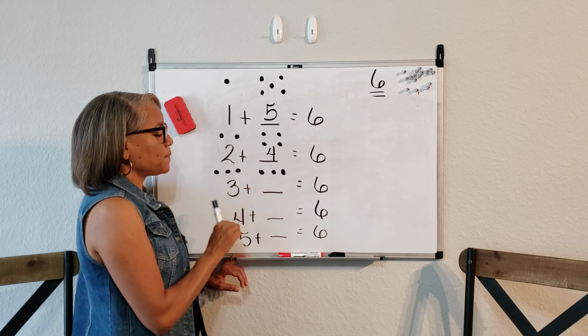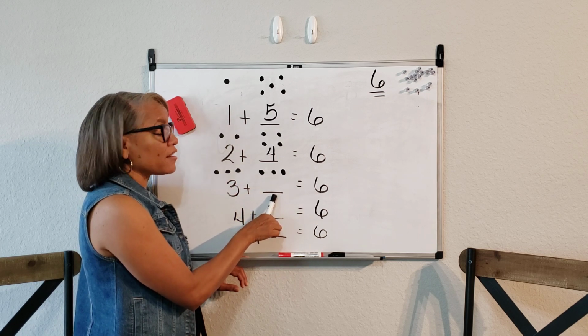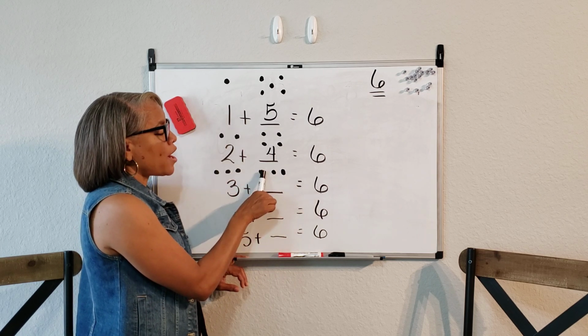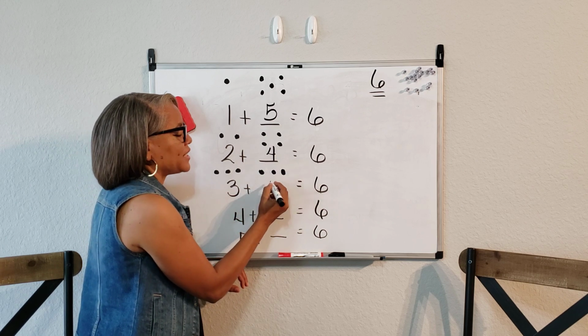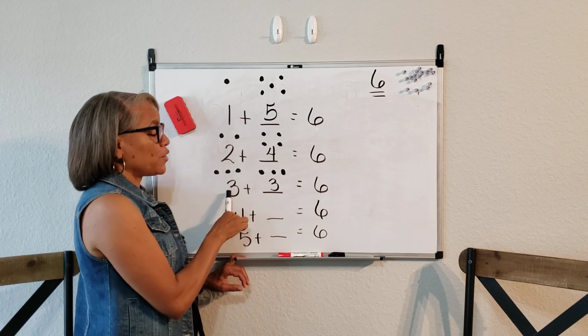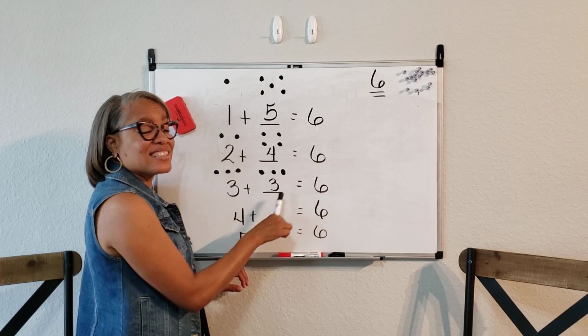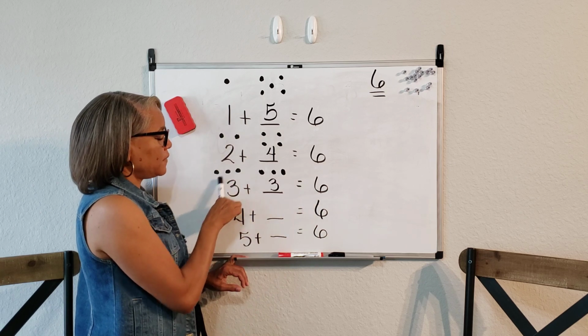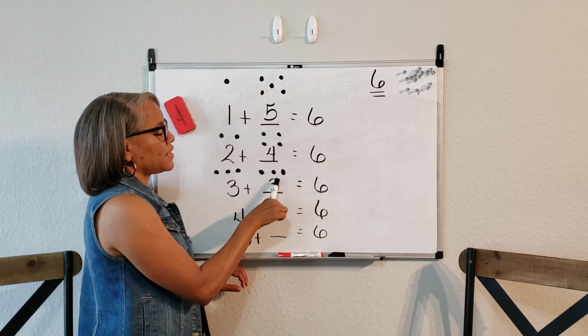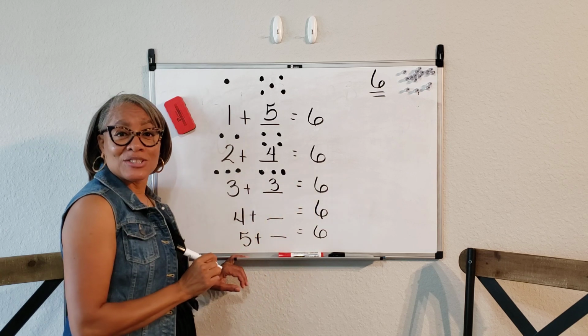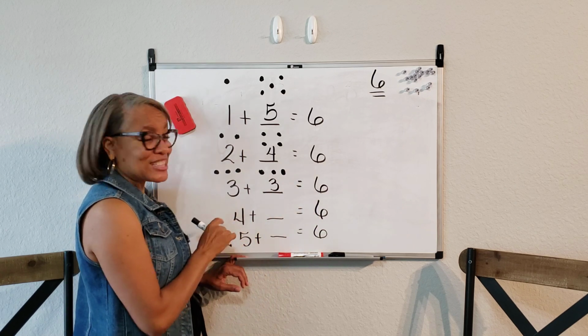1, 2, 3. What's our addend going to be here? Let's count the dots. 1, 2, 3. So our next addend is 3. Because 3 plus 3 equals 6. Let's count. 1, 2, 3, 4, 5, 6. 3 plus 3 is 6. Good. Okay, so let's do the next one.